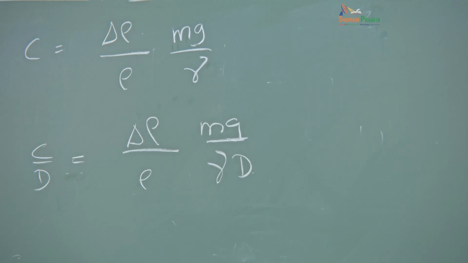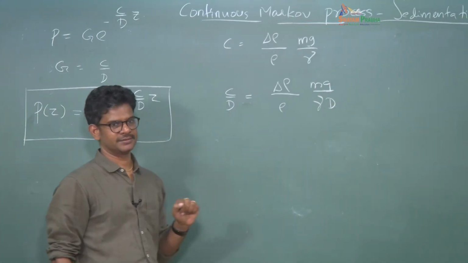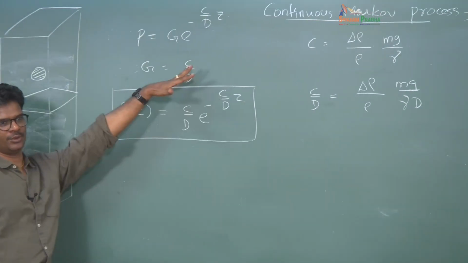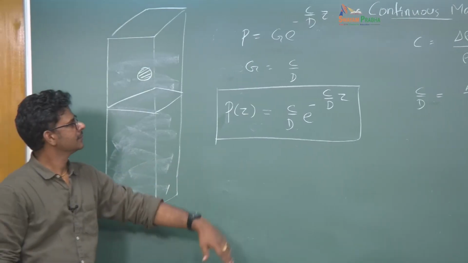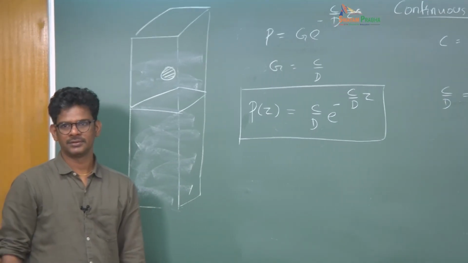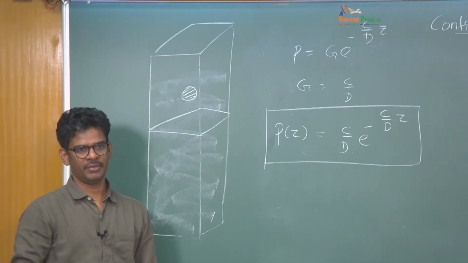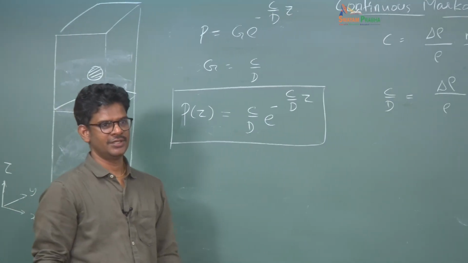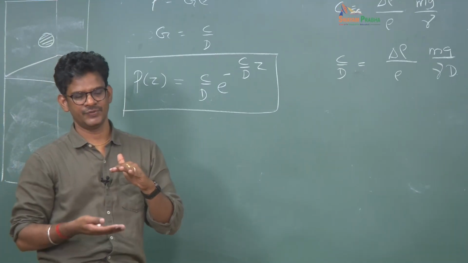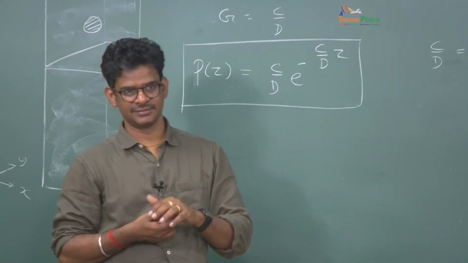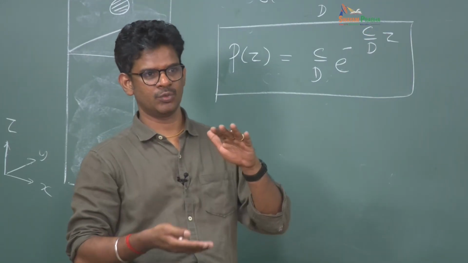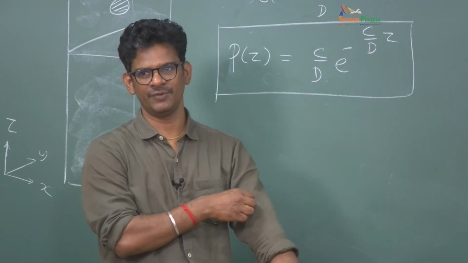So let's say, what's the unit of this quantity C by D? What would you expect? What should be the units of C by D? One by length, inverse. Okay, so that kind of sets a length scale, which we call the sedimentation length. That's a length over which concentration profiles are going to be varying.